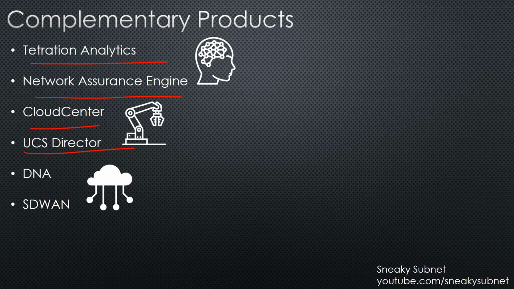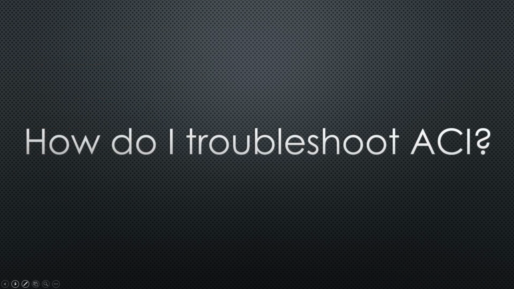Integrations with other key Cisco solutions like DNA and SD-WAN are also on their way. Now let's go to the next slide. And our question here is, how do I troubleshoot ACI?